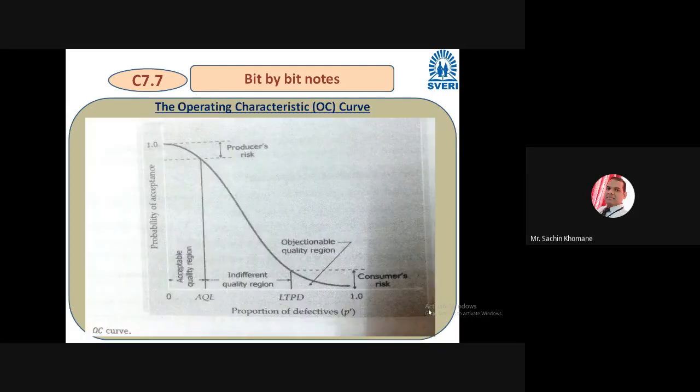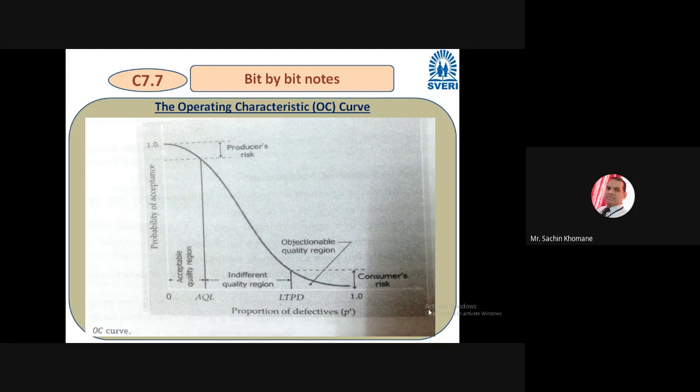Now another important point, that is the operating characteristic curve, also called the OC curve. Just look at this curve. You can even draw certain points, because on this particular curve you will find many MCQs in the examination.